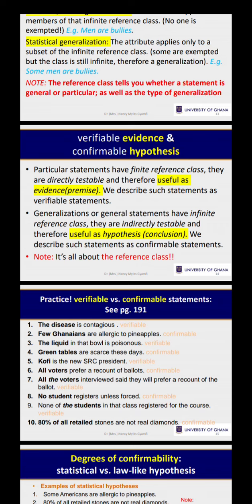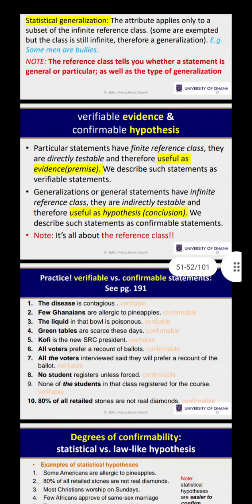It is a verifiable statement because we are talking about one person here, and this person we can identify and we can count. He is only one person, and as a result of that, it becomes a verifiable statement. The table is green. If I say the table is green, it is a verifiable statement, or a particular statement, because we know we are talking about one table here, and since it is one table, we can count it.